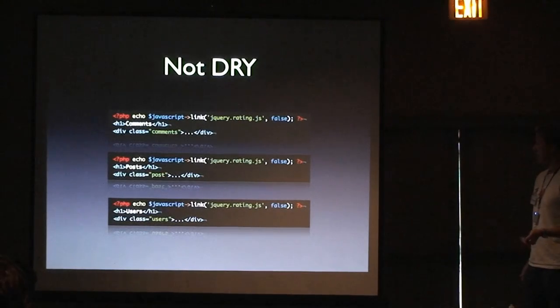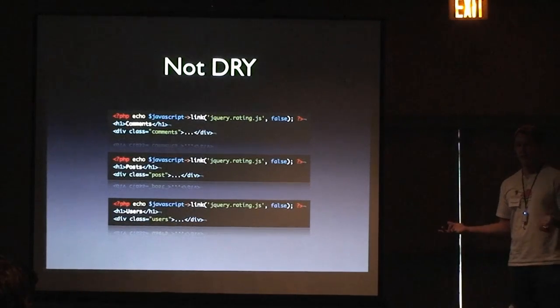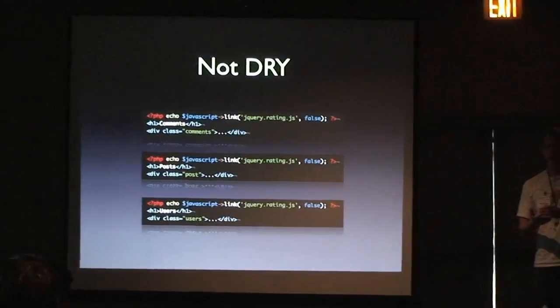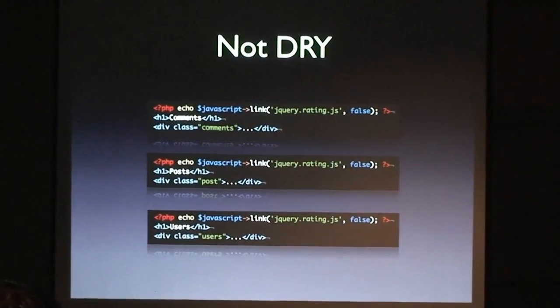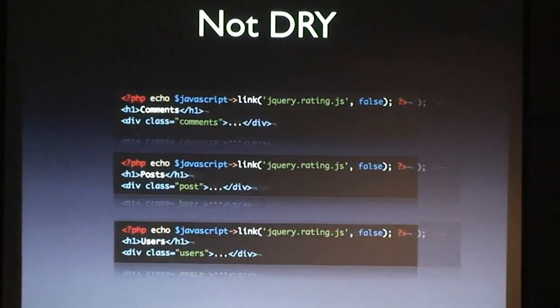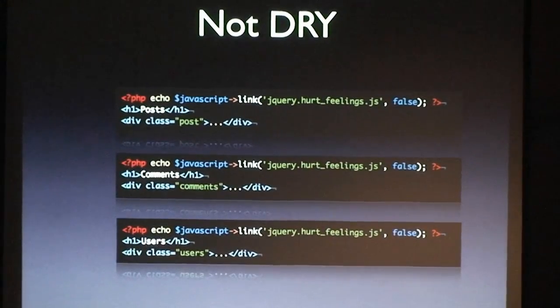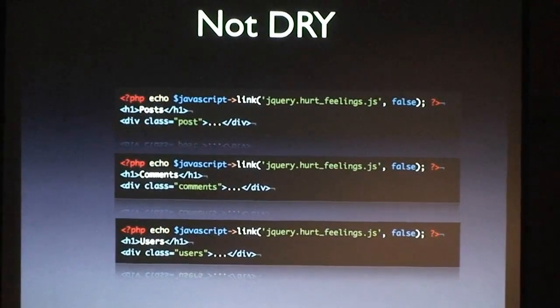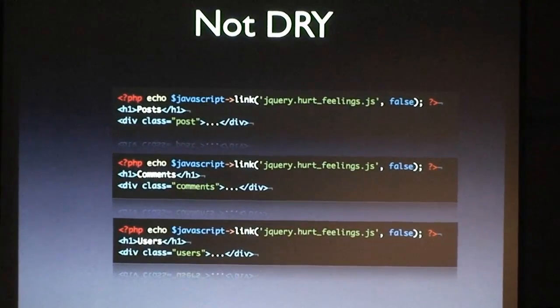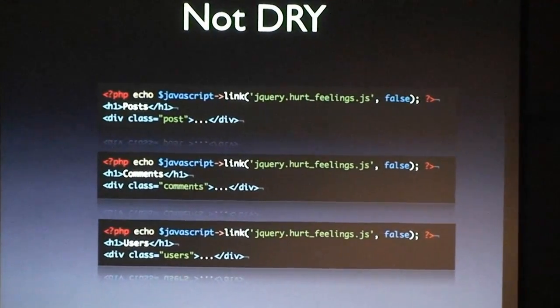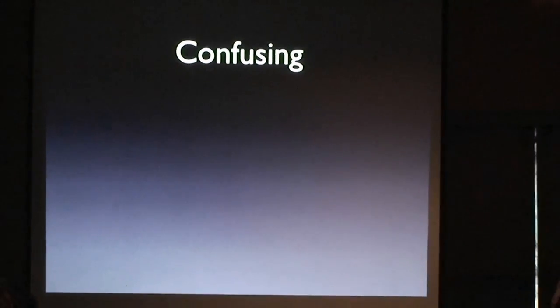then there's a real problem, because what if we want to rename this JavaScript file? We now have to go through all the references to it and rename it. So we do that. We could rename it into hurt feelings instead of ratings. But that's not really DRY. We want to keep things in one place. So it's not only not DRY, it's also a little confusing.